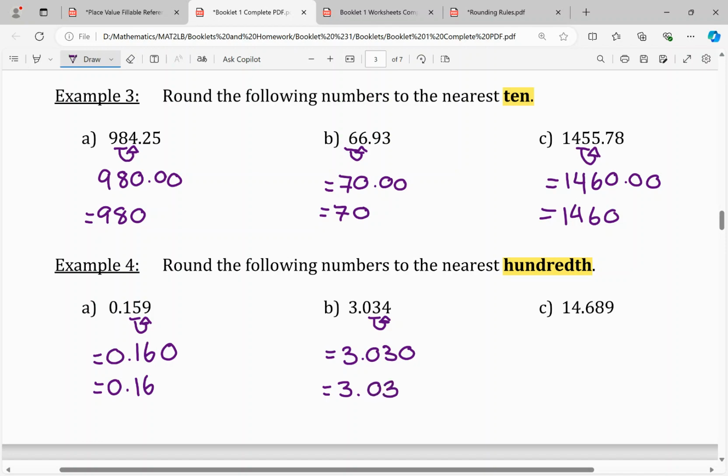Finally, 14.689, rounding to the nearest hundredth. That hundredth is the second number after the decimal, the 8. The 8 looks to the 9 for help. The 9 tells it to round up. So all of your numbers stay the same until the number you're rounding, that 8, rounds up to a 9. Everything after it becomes 0, which you can rewrite as 14.69.